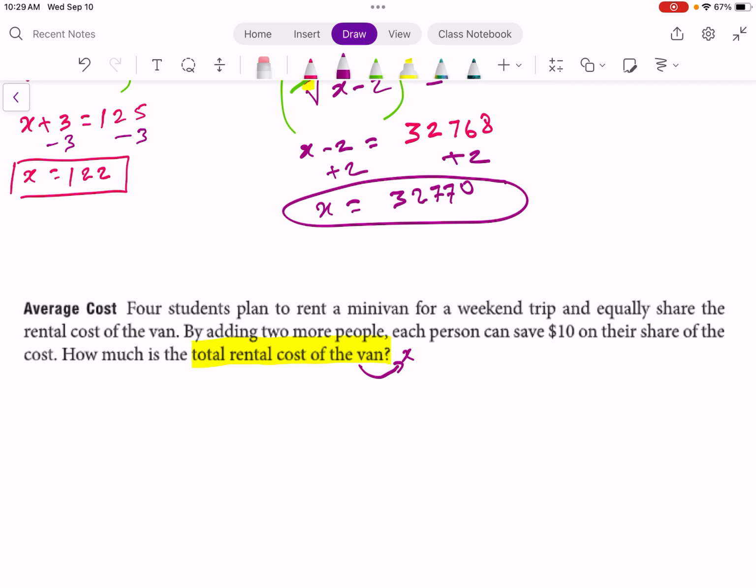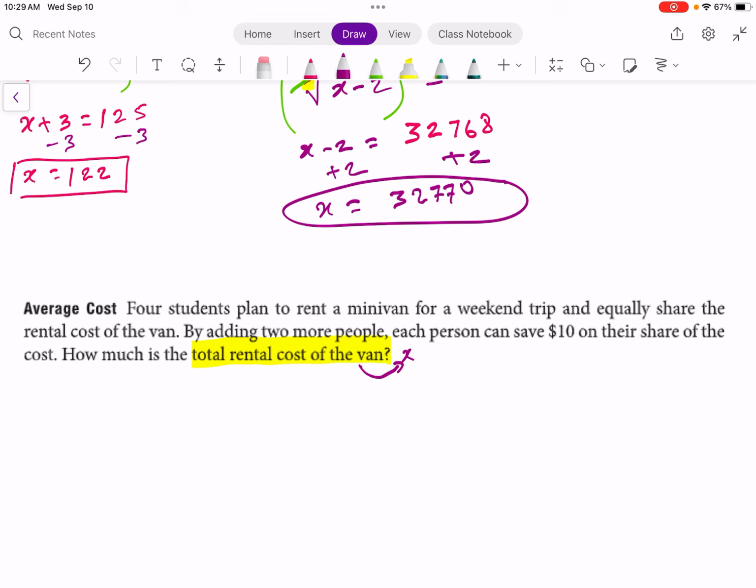X is any number, okay? So that's a number. Do not get scared of X. X is the total cost. You are 4 in a group. Now what will be the cost for each of you? You divide x by 4, right?